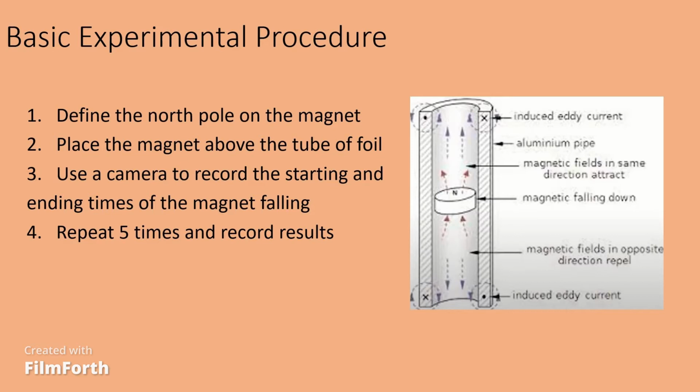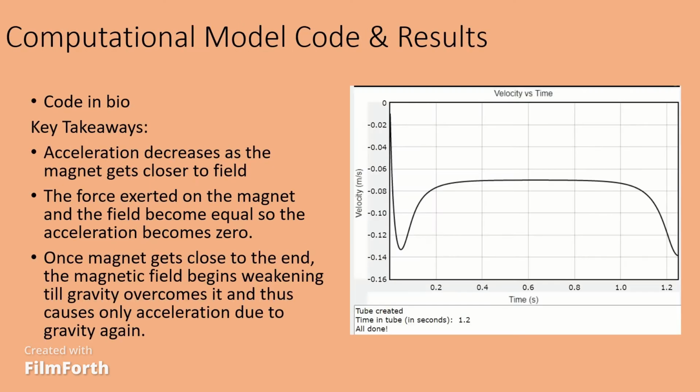As you can see in the image right there, this is basically upside down, so the magnet in this picture is going up, but in the experiment we'll be dropping it, so it'll be going down. What we should expect is that the magnet will slow down due to the magnetic field produced by the aluminum foil, which is induced by the magnet.